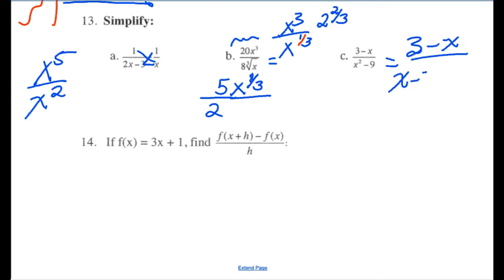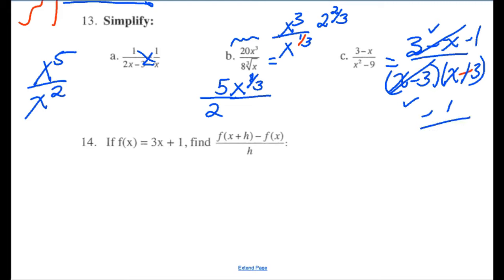The bottom's a difference of squares, so I factor it. And you might say nothing cancels, but I recall in the summer packet there are a couple of these where these do cancel to create a -1. They are opposites, 3 minus x and x minus 3. So they cancel to yield a -1. So the answer would be -1 over x plus 3.